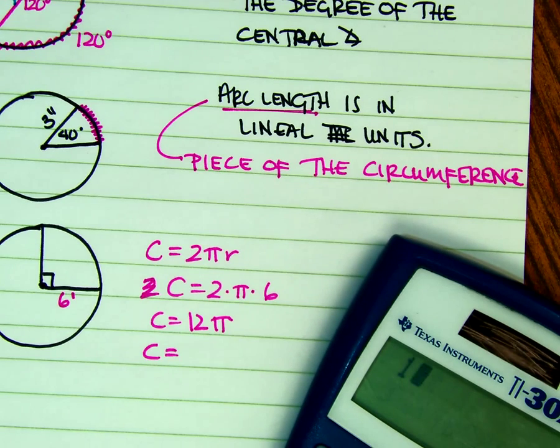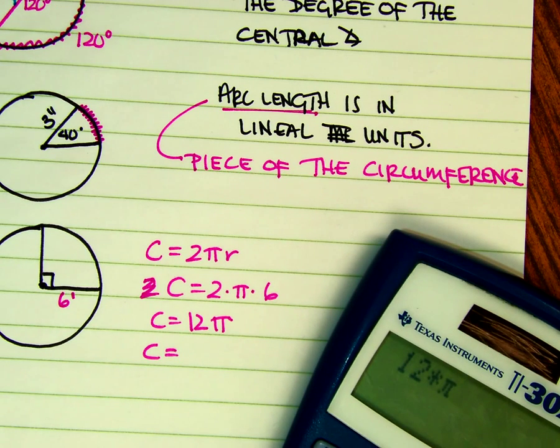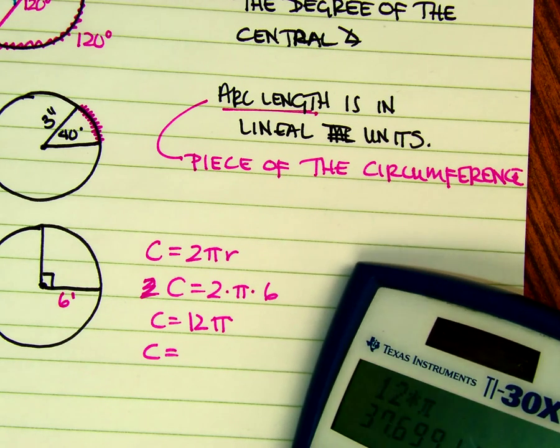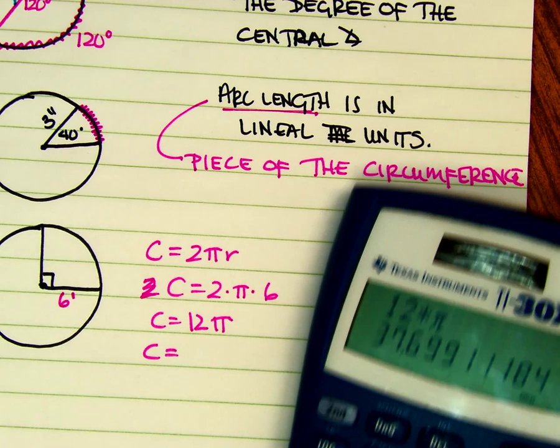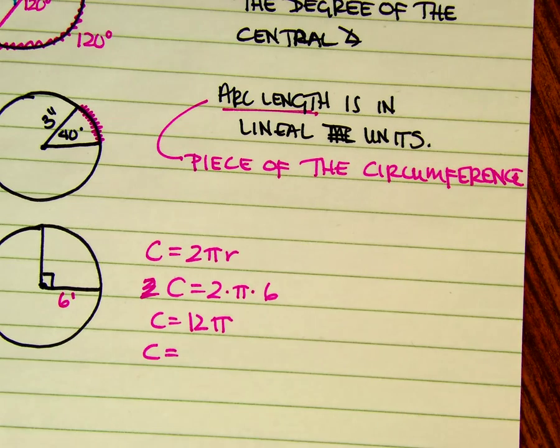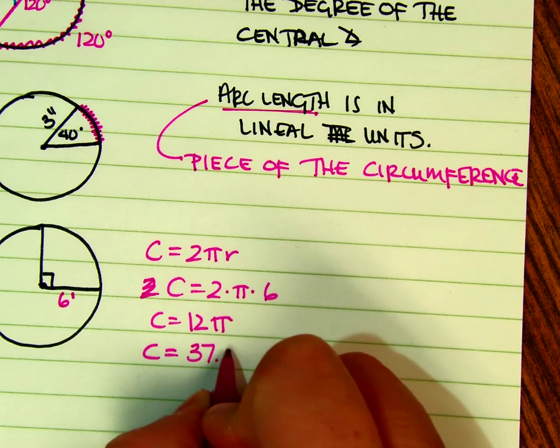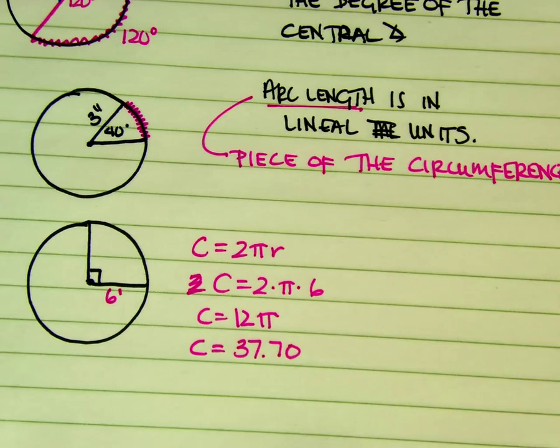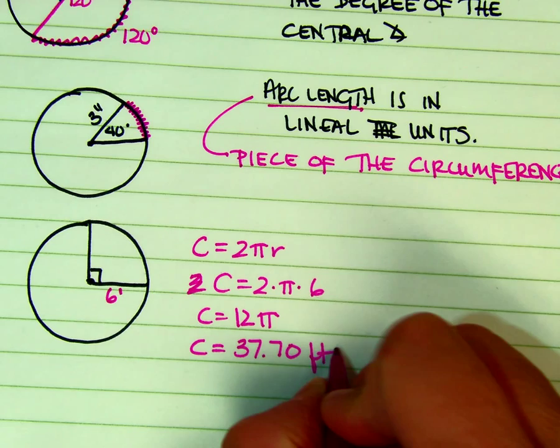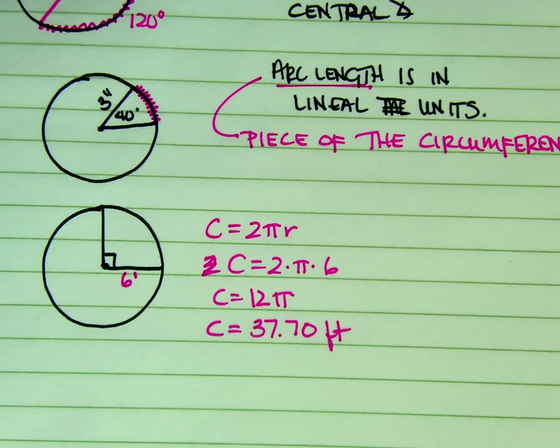12 times pi gives me 37.70 when I round. Okay, 37.70. And this is going to be feet. So I don't want the whole circumference.